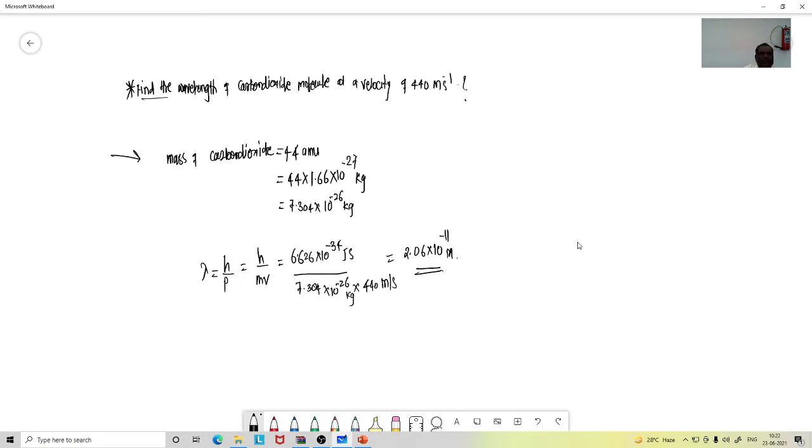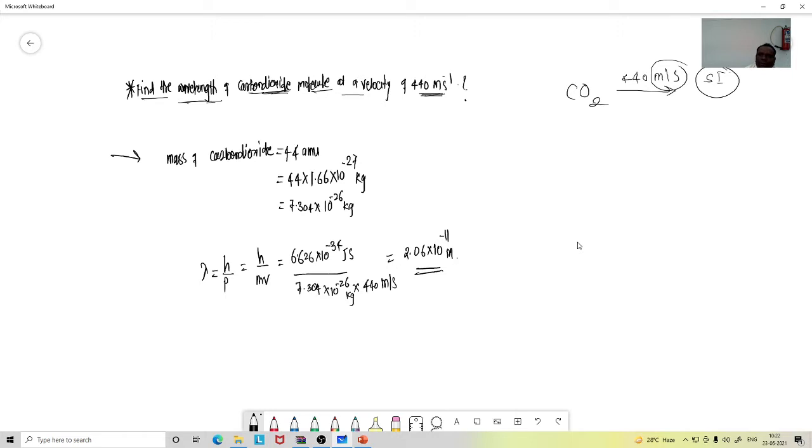Find the wavelength of the carbon dioxide molecule at a velocity of 440 meter per second. Now, what we have to find? We have to find the wavelength of the carbon dioxide molecule that is moving. Suppose this is a carbon dioxide molecule, it is moving with the velocity of 440 meter per second. Now, remember that this 440 is given in meter per second. Therefore, it is in the SI unit.